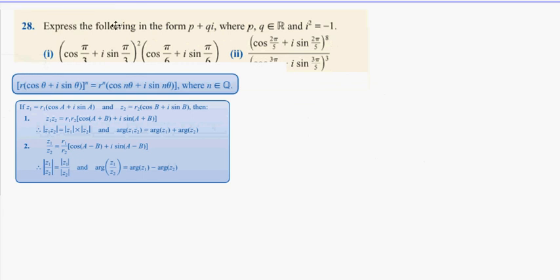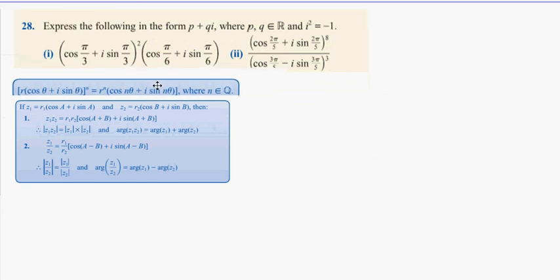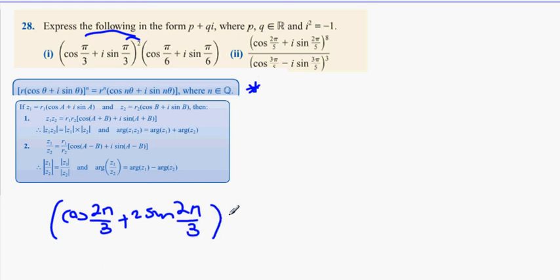Okay, so with this one here, what we have is cos pi over 3 plus i sine pi over 3 to the power 2. So I'm going to multiply both angles by 2, using the Myers theorem, which is the first one we're going to use. So we're going to get cos 2 pi over 3 plus i sine 2 pi over 3. Then we're going to have to end up multiplying that by cos pi over 6 plus i sine pi over 6. Now this is a multiplication, and what we can see from multiplication is that we generally add the angles together.